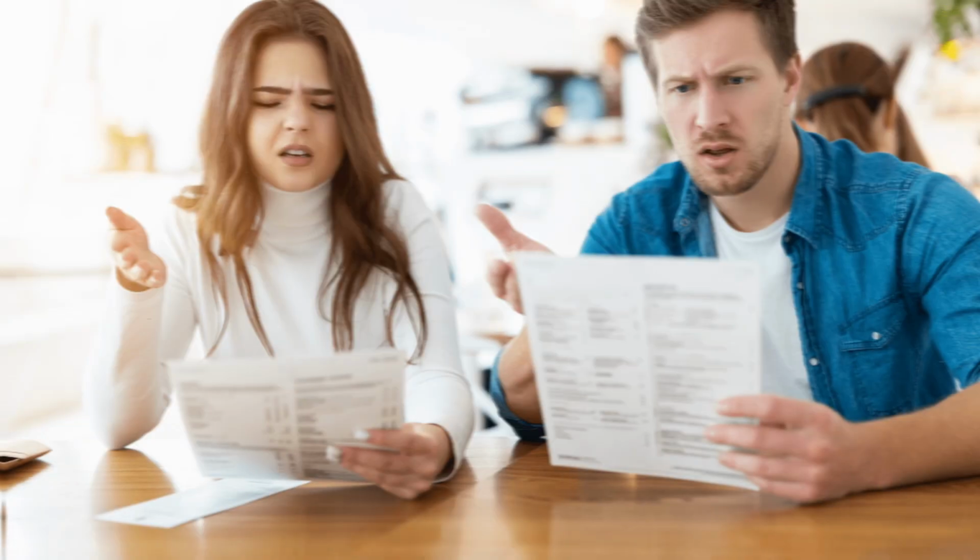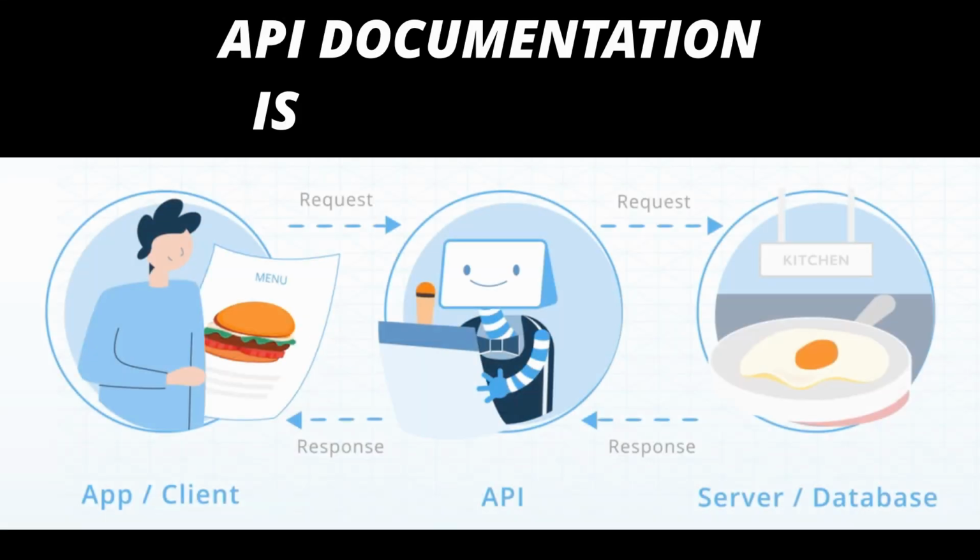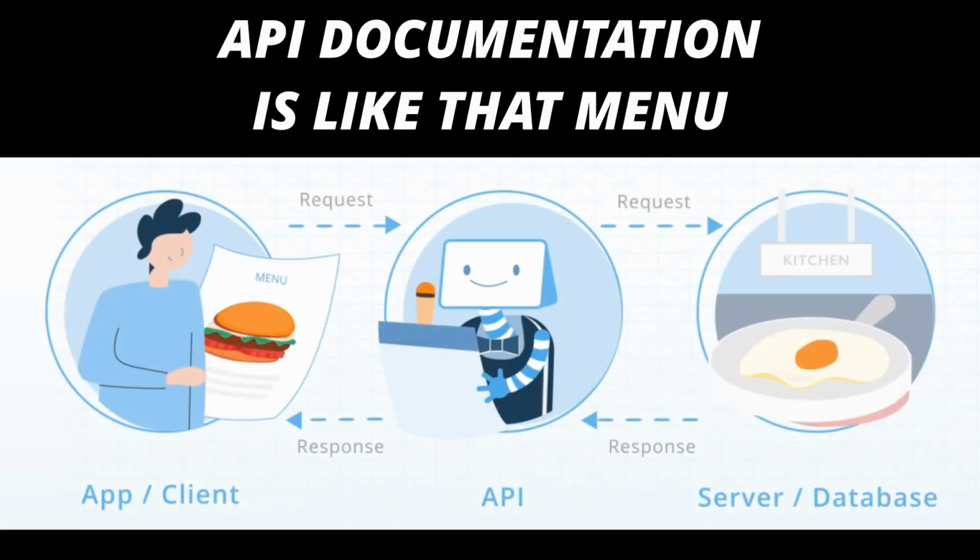Now, why do we need API documentation? Well, imagine going to a restaurant without a menu. You wouldn't know what to order or how to order it. API documentation is like that menu. It tells developers what's available, how to use it, and what to expect in return.